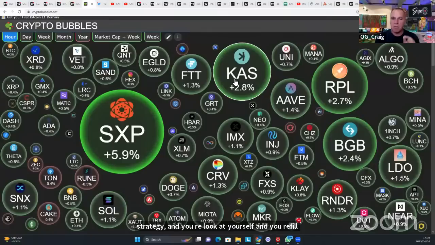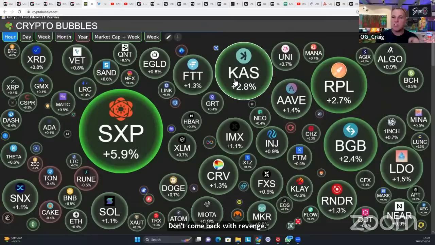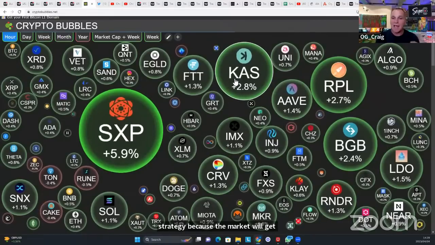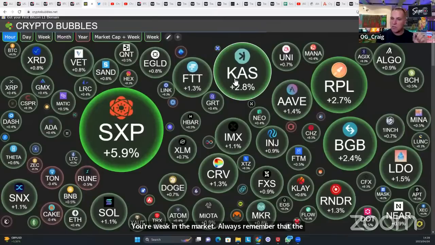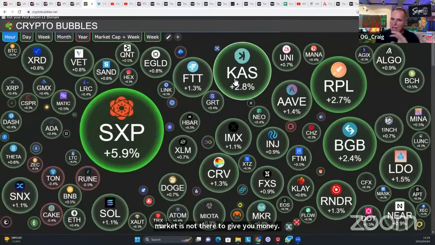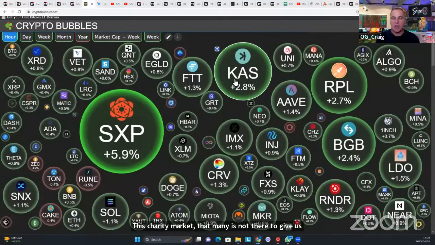Always remember that the market is not there to give you money. This trading market that we're in is not there to give us money. As much as we like to think that, it isn't. It is there to take your money. You've got the biggest, smartest computers, algorithms, whales, you name it. They are out there to take your money, not give you money.